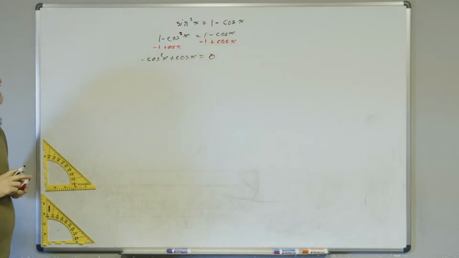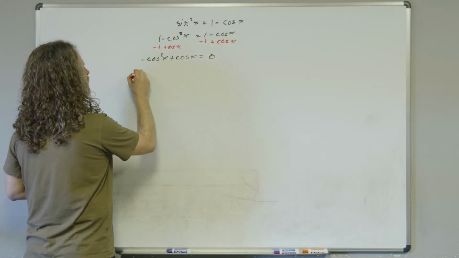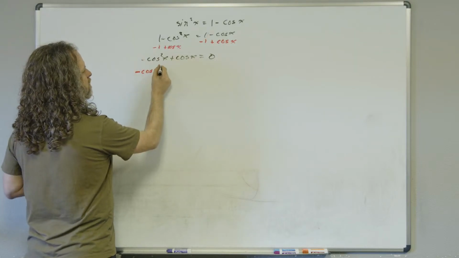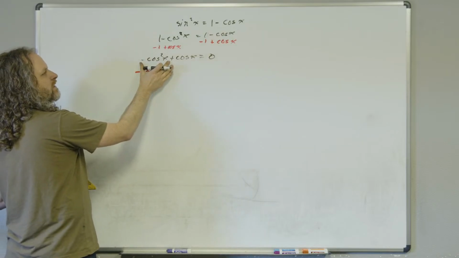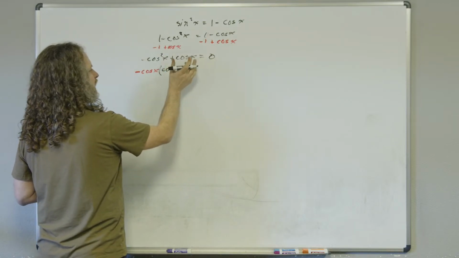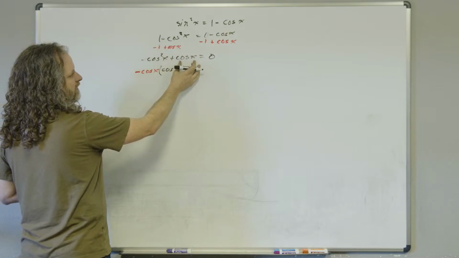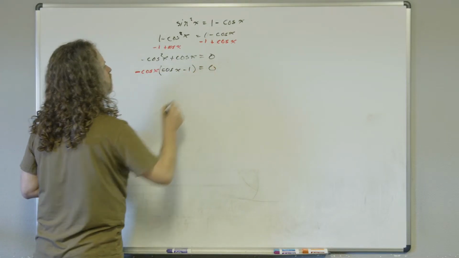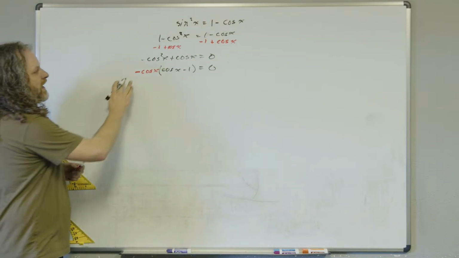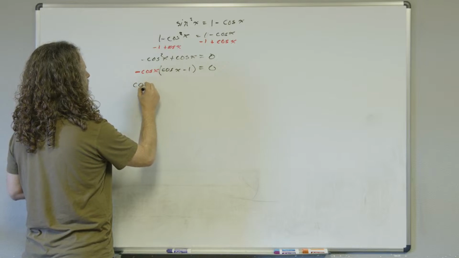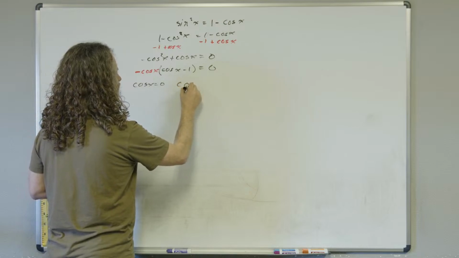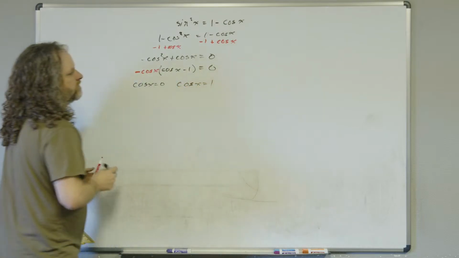We could take out cosine, or we could even take out a negative cosine to deal with that now. Negative cosine x. When we take a negative cosine out of this one, what are we left with? Cosine x. And when we take a negative cosine out of this one, we're left with negative 1, because I took out a negative cosine. So then we've got negative cosine x equals 0, so cosine x equals 0. And cosine x minus 1 equals 0, so cosine x equals 1.